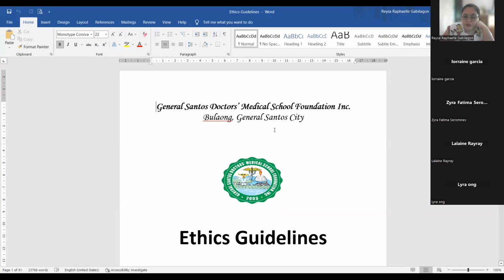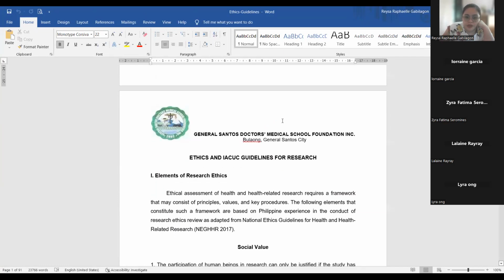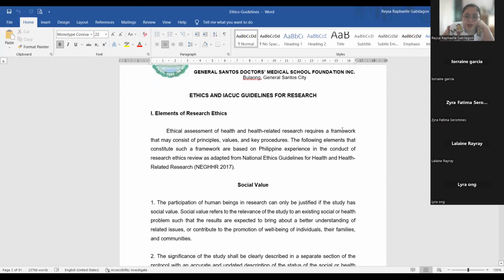Let's try to determine that based on the statement of the problem. So be ready with your SOP also, so that we can easily identify the statistical tool that is most suitable for the data analysis of your study. But after the data analysis will be the ethical considerations.